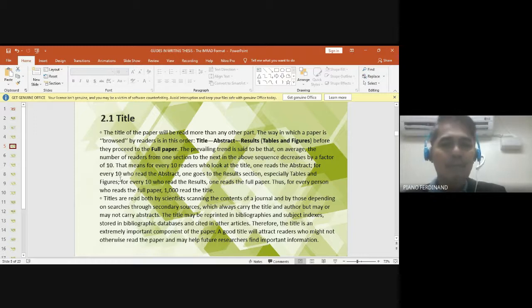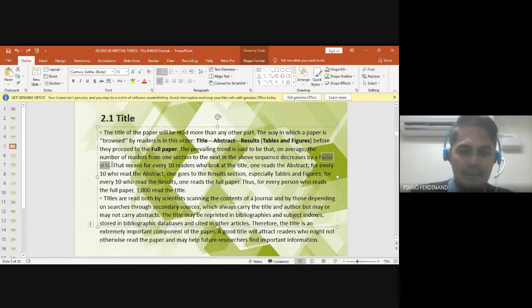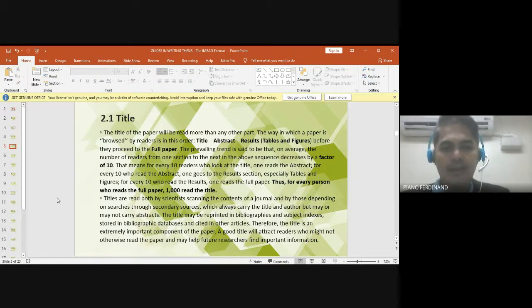Mula pa dun sa sinasabi kong factor of 10, no? I-highlight nga po natin para ma-appreciate natin yung factor of 10 na yan. So what does it say, or so what does it mean? It only means that itong factor of 10 na to is so critical, or I mean the title is so critical that for us to influence readers to read our research, kailangan po very appealing or maganda po yung ginawa nating research title. Okay po?